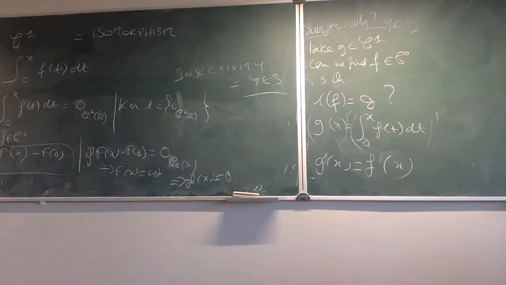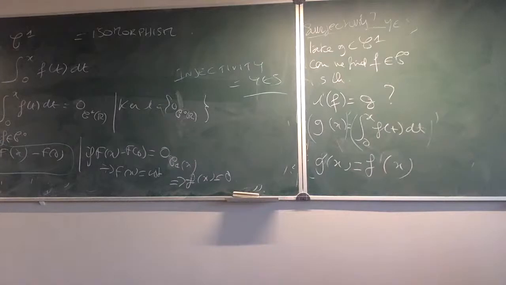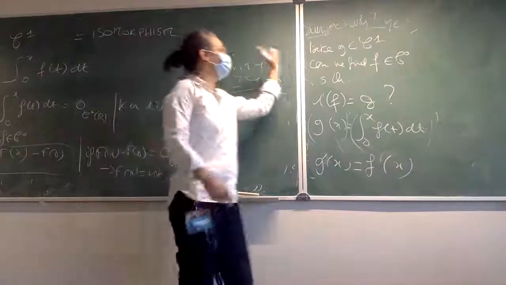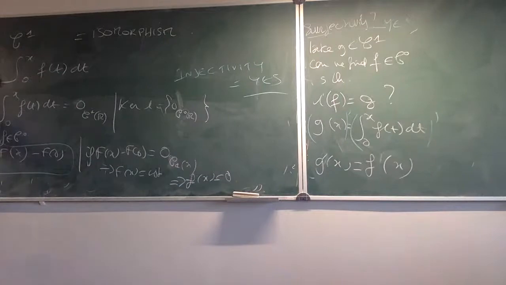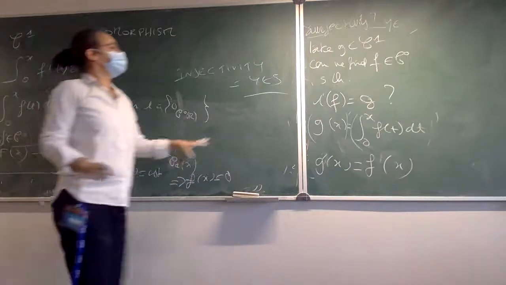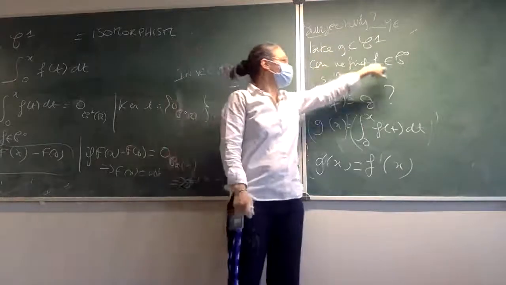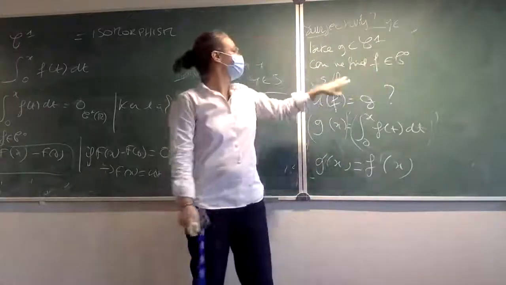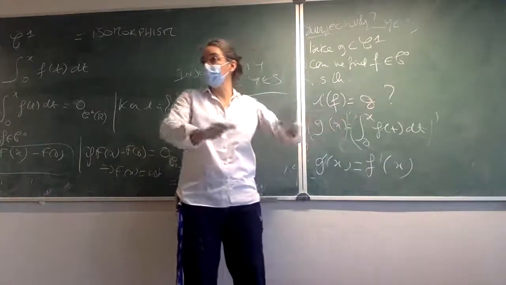I don't get the end of the first surjectivity proof. Like, we get g prime of x is equal to f of x. How do we know that this means that it's surjective? Surjectivity means we want to answer the question: if I take anything in the codomain, can I find the corresponding preimage? So we take something in the codomain, let's call it g. Can we find f in the domain, C0, such that the image of f is equal to g? That's the basic question.